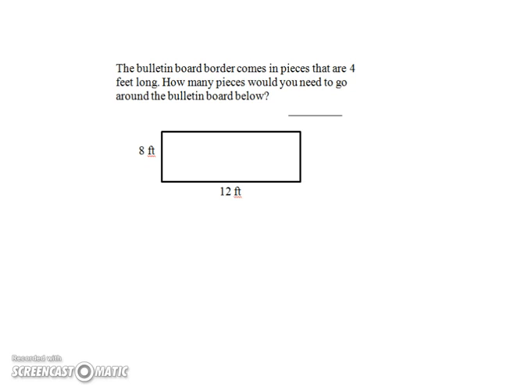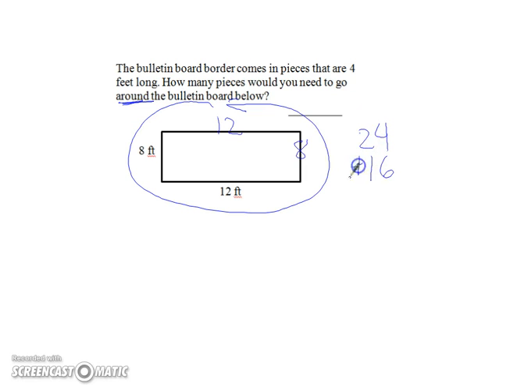Bulletin board border comes in pieces 4 feet long. How many pieces go around the bulletin board? I'm going around the bulletin board. Giving you a big clue, it's perimeter. So let's get all the numbers in there again. Add up all the sides, 12 and 12, 24. 8 and 8, 16. Add them up. It's 40 feet to go around the bulletin board.